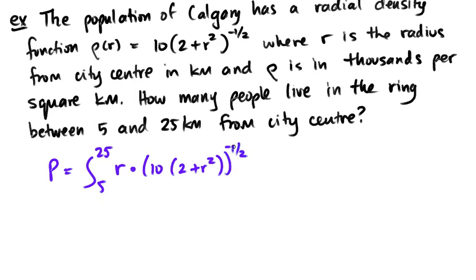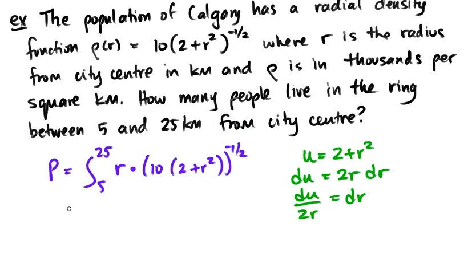And to calculate this, we can't take this integral without using substitution. So the substitution that we're going to want to use is we want to simplify that 2 plus r squared, so u is 2 plus r squared, and du becomes 2r dr, or dr is du over 2r. And when you substitute that in, you get the integral from, and then this becomes 10 times u to the negative 1/2.